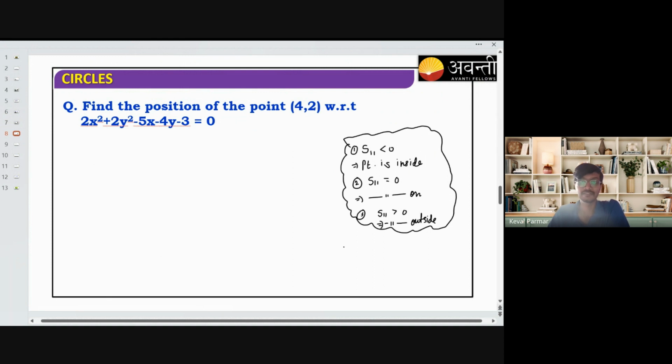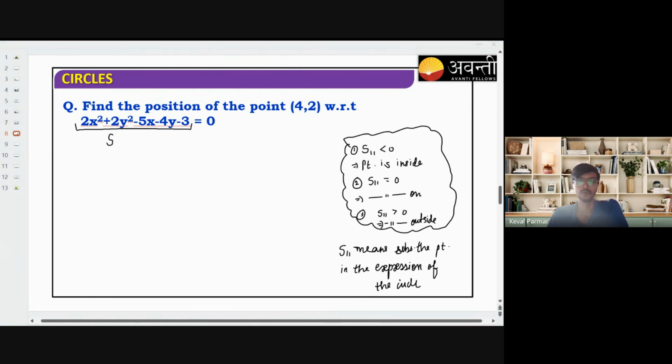Now let me tell you what is S11. S11 means substitute the point in the expression of the circle. Now, let me tell you what is the expression of the circle. This is the expression of the circle. So this is S, correct? We denote the expression of the circle by S.